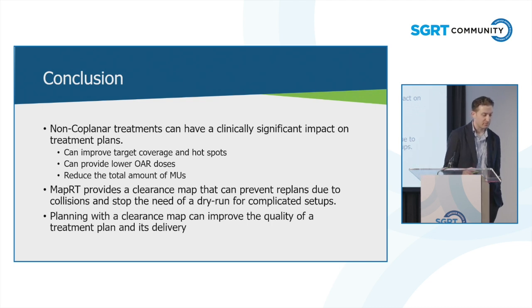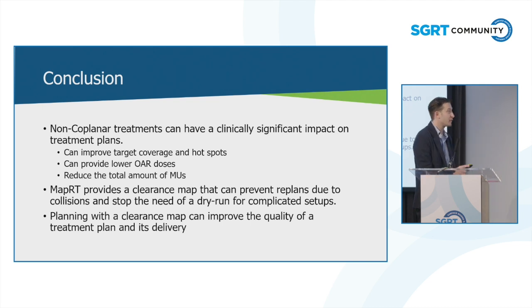But we came to the conclusion that non-coplanar treatments can have clinically significant impacts for all treatment plans. So MapRT gives you the option to actually test it on any kind of treatment that you might think of, even if it's extremity or breast or lung or abdomen or pelvis. It just gives you that clearance map, and you can always kick the couch a little bit and see if it actually makes a difference. And it gives you another layer or another tool in your toolbox when you're trying to optimize a plan.